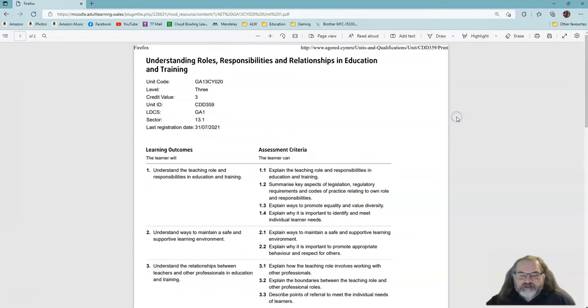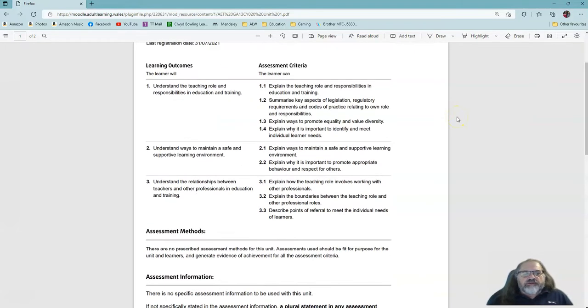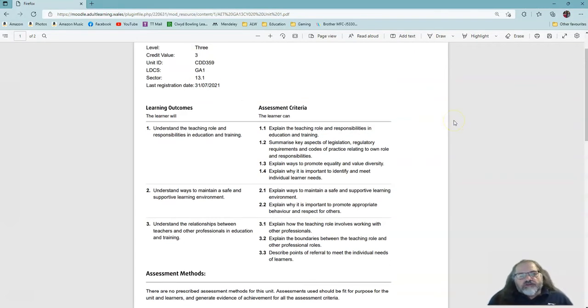So Unit 1, which is the first one we do, is understanding the roles, responsibilities and relationships in education and training. So we have 3 learning outcomes. Learning outcome 1 is understanding the teaching role and responsibilities in education and training.